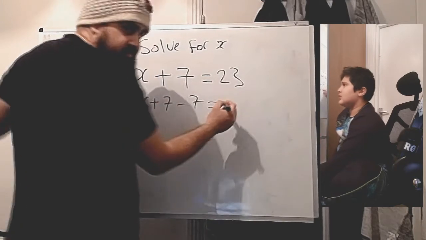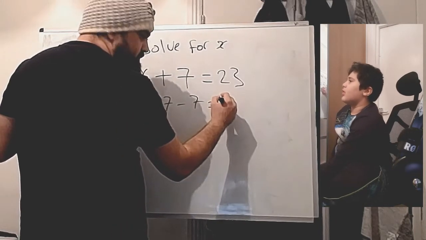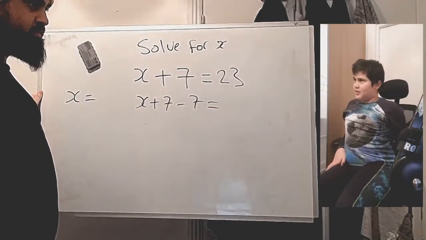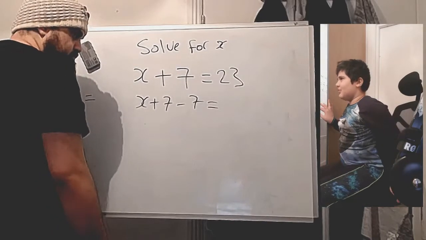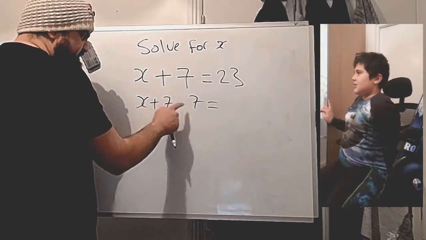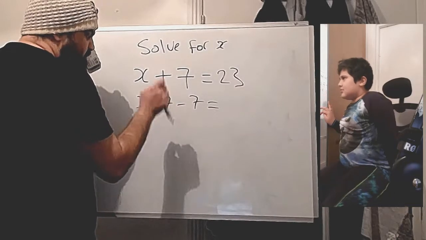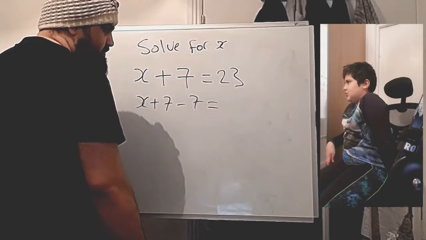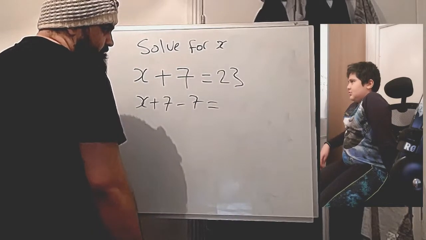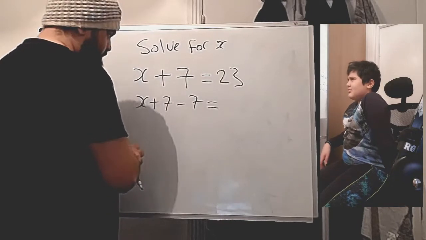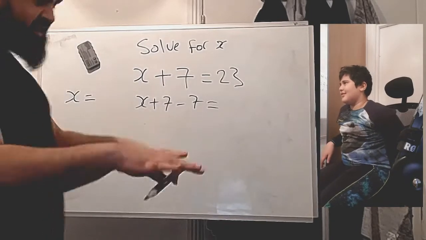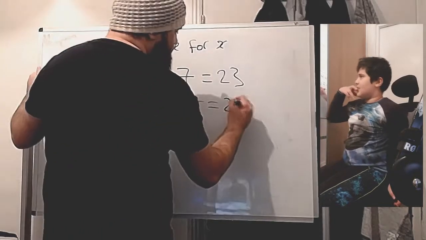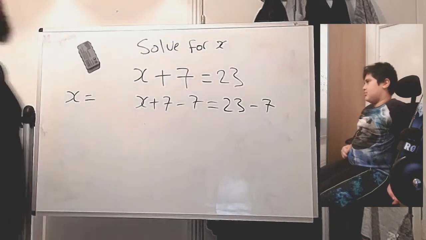So this side will give me? What would this side be? 23. You got this. So I've done x plus 7 minus 7. I've done a minus 7. And whatever I do to this side of the equation, I must do to the other side. How much is x though? We don't know yet. It's okay. Take it easy, bro. This takes some time to understand. So whatever we've done to this side, we must do 23 minus 7 also to that side. Do you see that? Yeah.